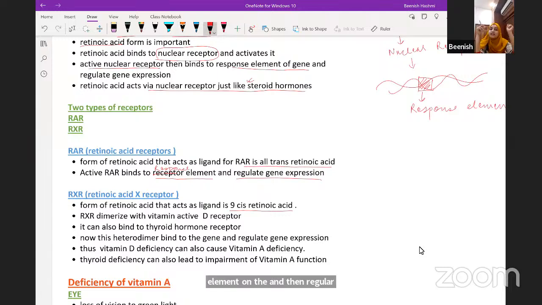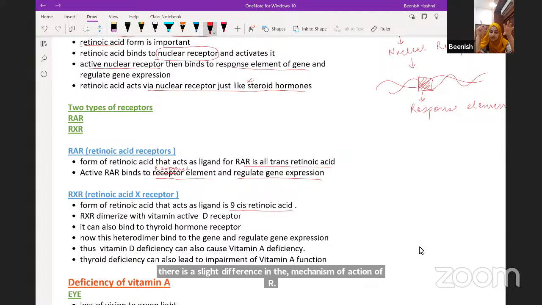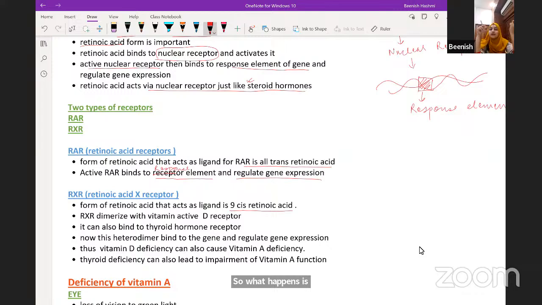But there is a slight difference in the mechanism of action of RXR. What happens is, your 9-cis retinoic acid is not going to directly bind to the response element. Rather, it would first dimerize with the active receptor of either vitamin D or thyroid hormone. See, RXR dimerizes with active vitamin D receptor or thyroid hormone receptor. Now, this heterodimer is going to bind to the gene and regulate gene expression. Therefore, in case of vitamin D deficiency or thyroid hormone deficiency, you can see vitamin A deficiency manifested. So impairment of vitamin A functions will be seen.